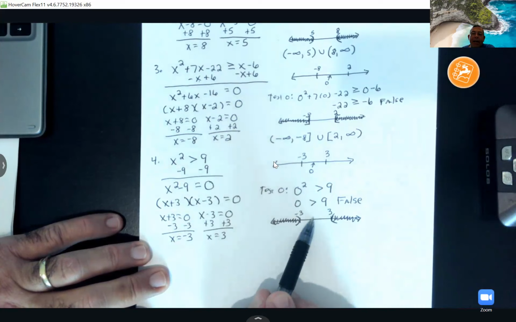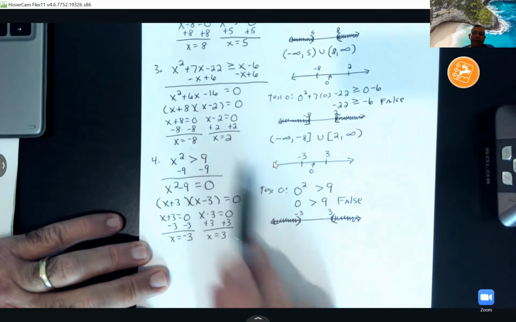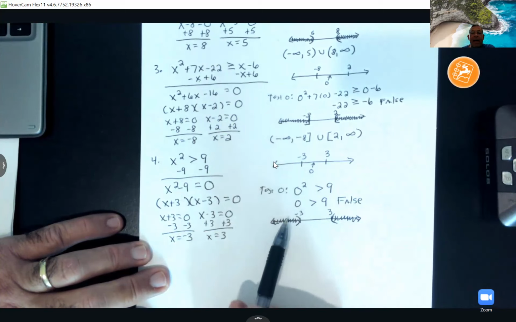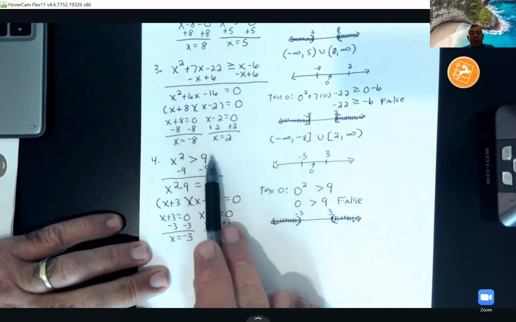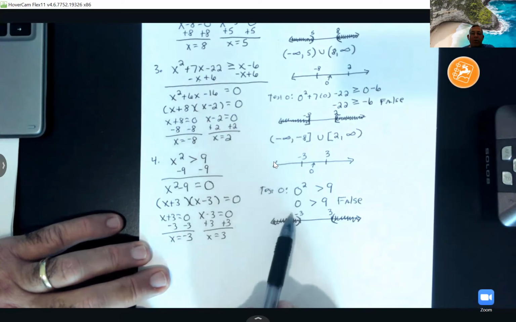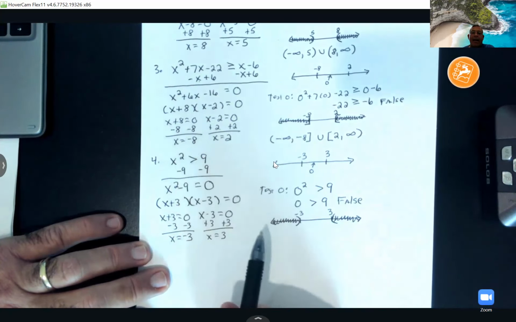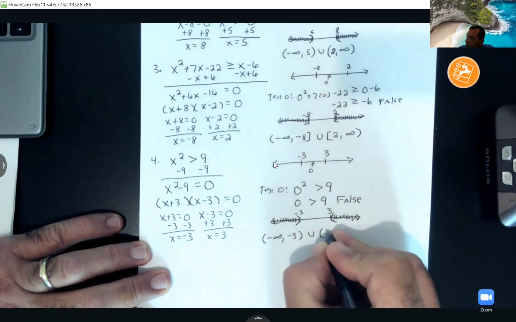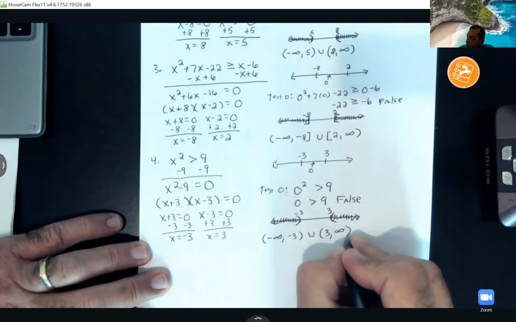Any number in here, -2 squared is 4. That's false. 0 squared was 0. That made that false. When you pick numbers out here like -5 and 5, -5 times -5 is 25. Well, 25 is greater than 9. 4 squared is 16. 16 is greater than 9. So all that stuff we shaded makes that true. All right, let's see. We use parentheses, so we're going to go from -infinity to -3, union +3 to our positive infinity.